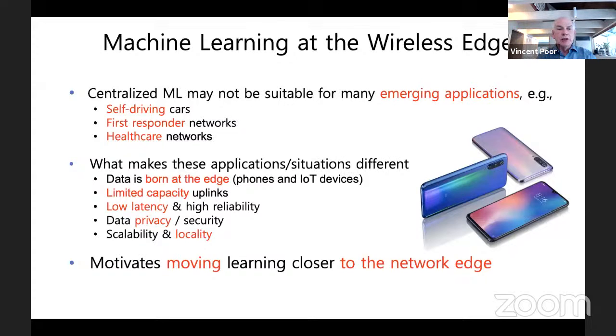Privacy and security are big issues, again particularly for healthcare, for example. And then scalability and locality. For example, for autonomous driving, we're really interested in what's happening in our local neighborhood. We don't really care that much about what's happening elsewhere. So if we can do machine learning at the edge rather than in a centralized manner, we can accomplish what goals we need to accomplish. So all of these factors motivate moving learning closer to the network edge.